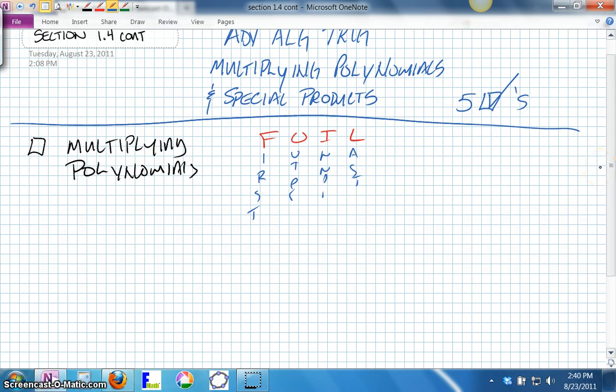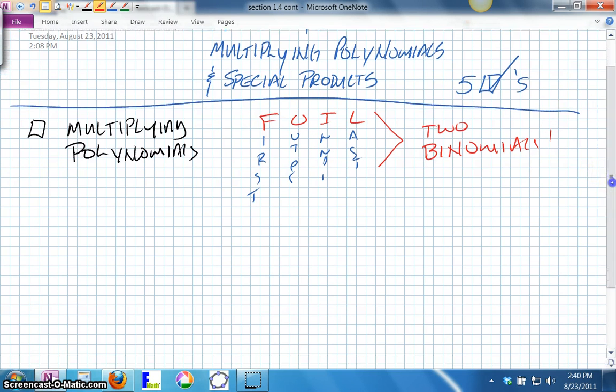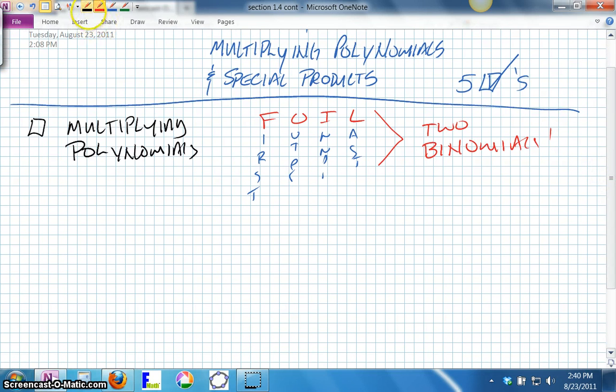I personally like the box method because FOIL can only be used when you have two binomials. That's the only time you can use it. So when I'm multiplying polynomials, I would much rather use the box method. So let me show that to you.